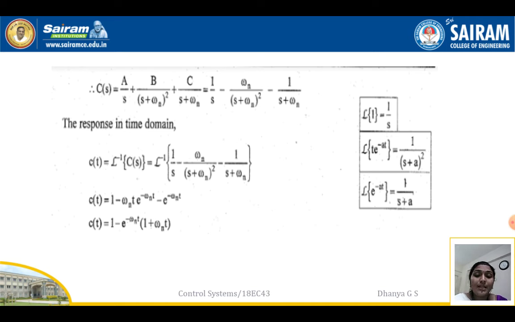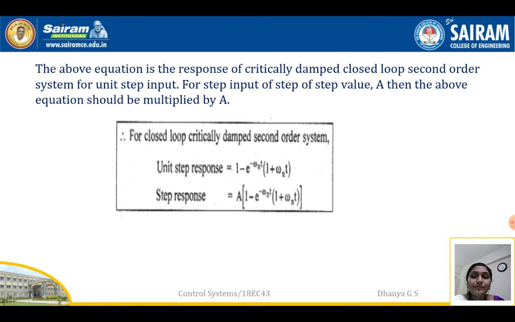So once you take e power minus omega n t outside, you will get c of t is equal to 1 minus e power minus omega n t into 1 plus omega n t. So just a glance at the above equation: for a closed loop critically damped second order system, if it is a unit step response, the equation is 1 minus e power minus omega n t into 1 plus omega n t. And if it is a step response of magnitude A, the above equation has to be multiplied with A.